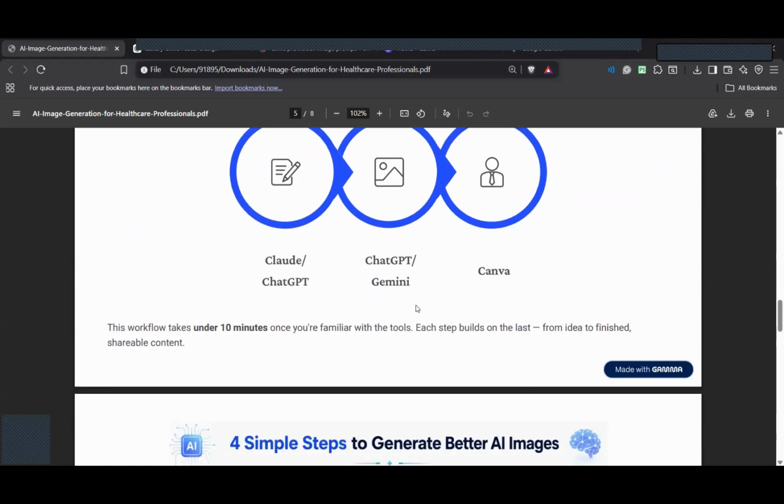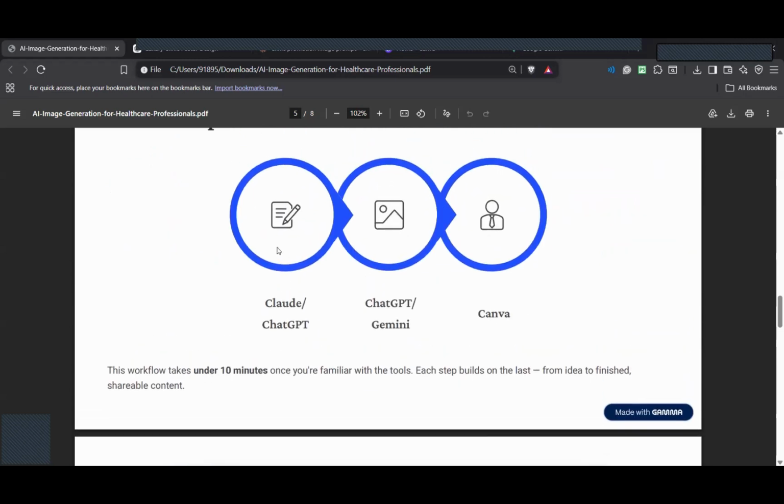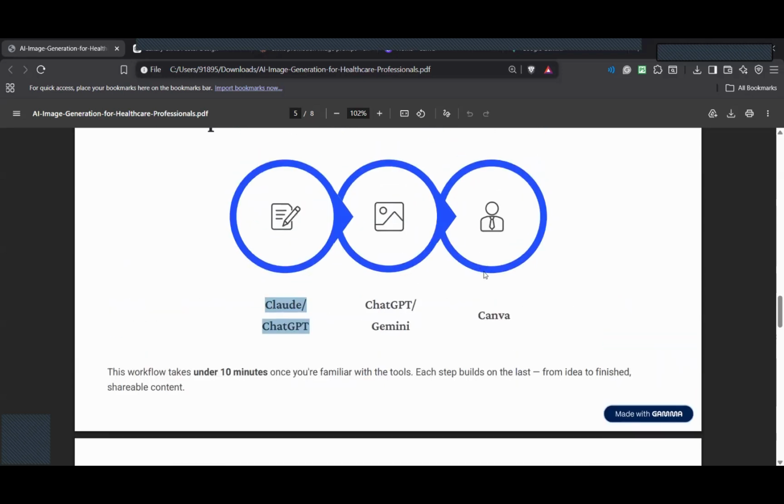Okay. So for prompt writing, there are two ways. Either you can type a prompt manually, or you can get a prompt from Claude or ChatGPT. These two are AI tools which we will be using to get prompts. And for image generation, you can use ChatGPT, Gemini. Canva can also do image generation, and I will show how Canva generates images.